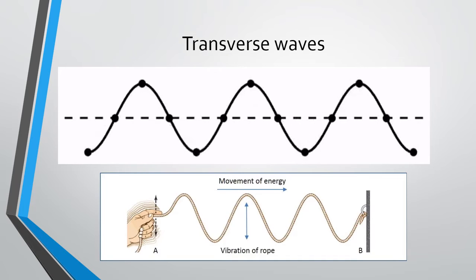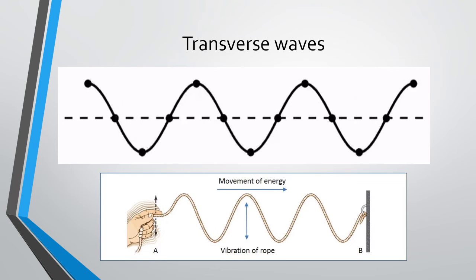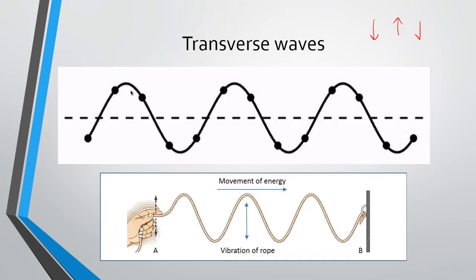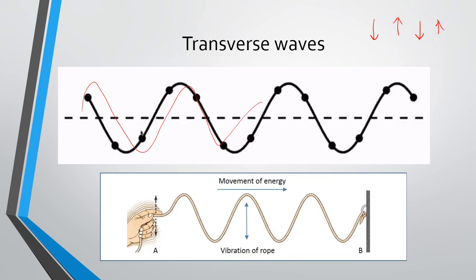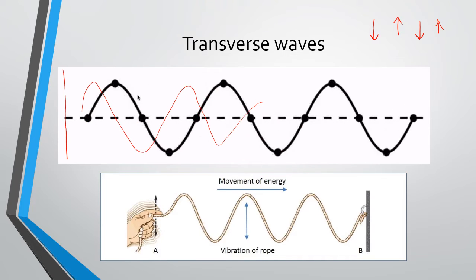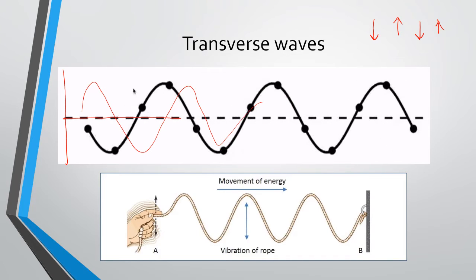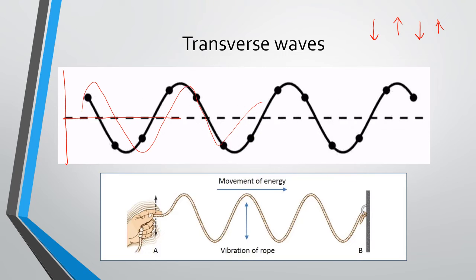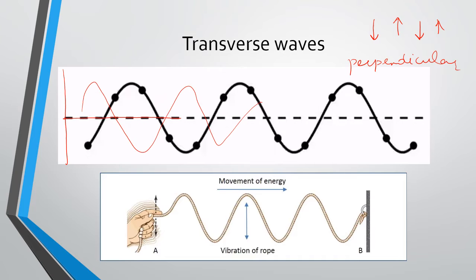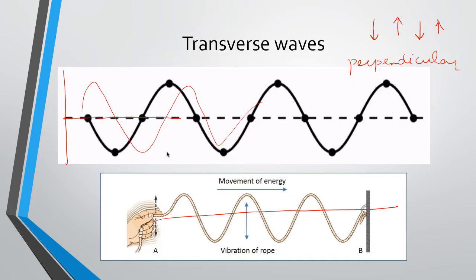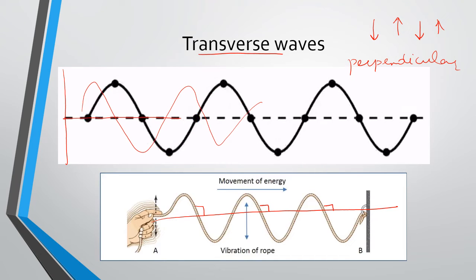Then what is a transverse wave? In a transverse wave, we can see that the particles of the medium oscillate up and down. Such oscillations are perpendicular. If I draw a graph like this, and this is the mean position, you can see the direction of the propagation of the wave is perpendicular. So such waves are called transverse waves.